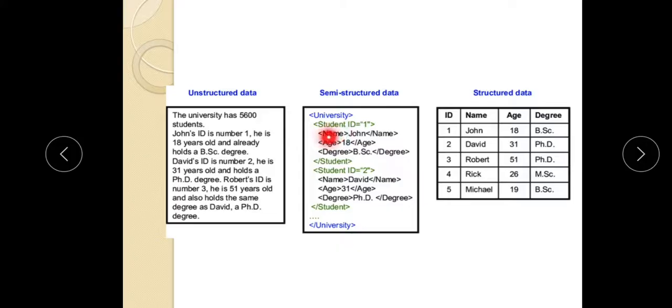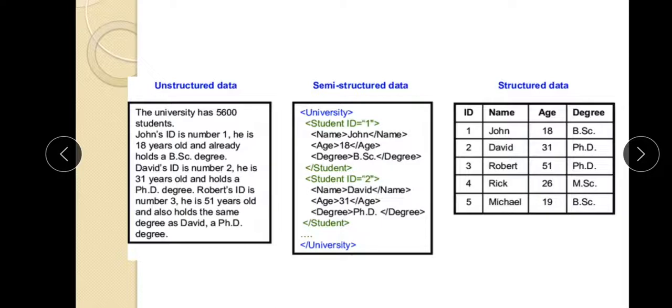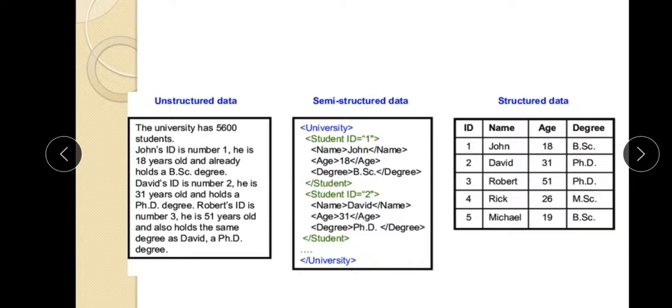To enter the name, they start with the name tag, then write the name, then close the name tag. Closing means the tag followed by a backslash. Similarly, they open the age tag, write 18, and close the age tag. They open the degree tag, then BSc, then close the degree tag. So the first record is over, and they will close that student tag. The first record is complete.